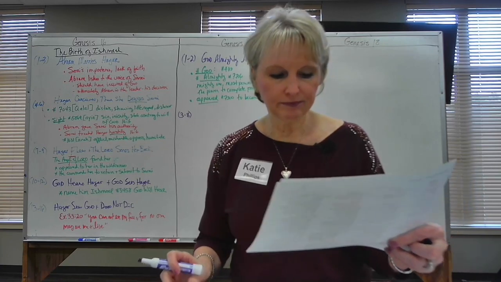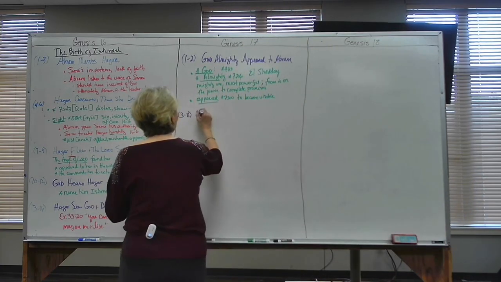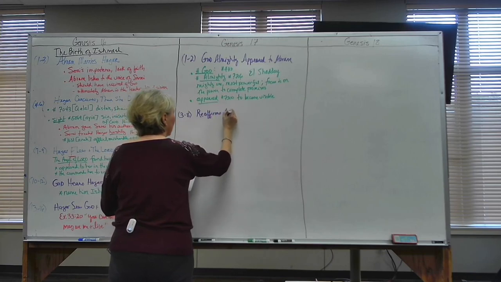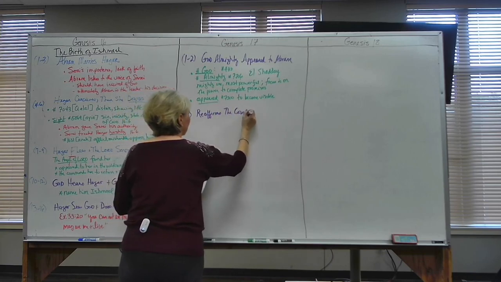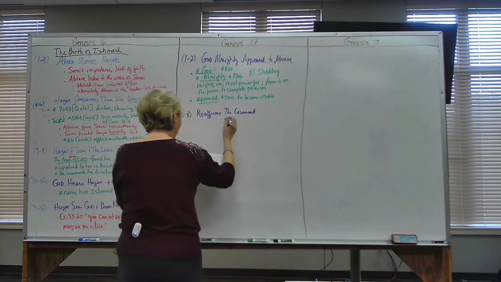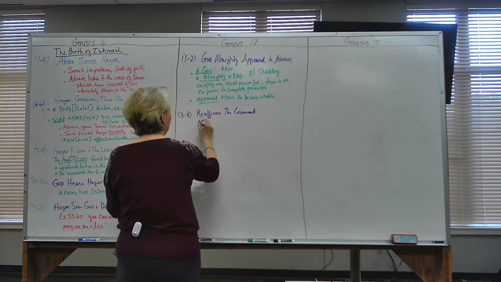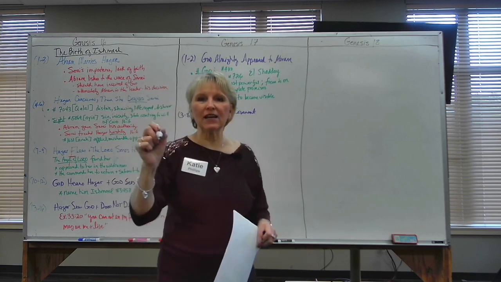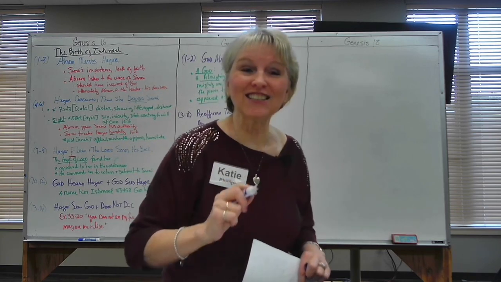Basically, again, he states his promises. He reaffirms the covenant. And he does so by doing what? How does he affirm it? Yeah. He changes Abraham's name.